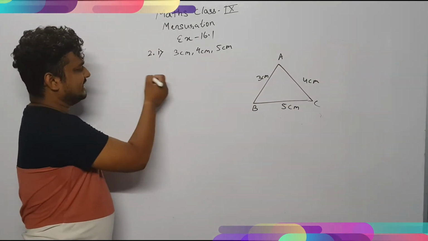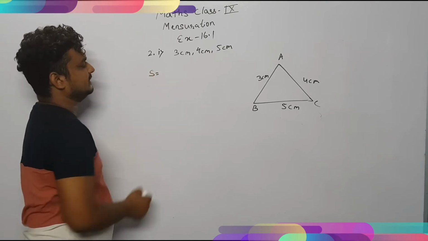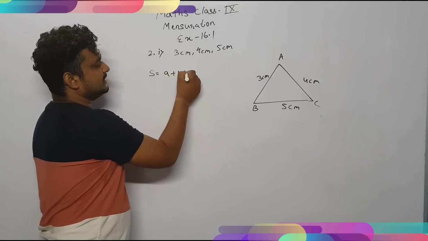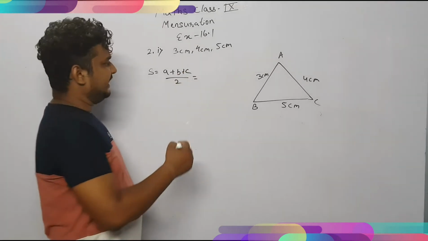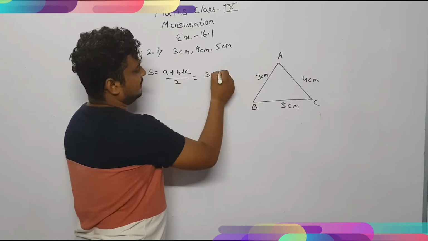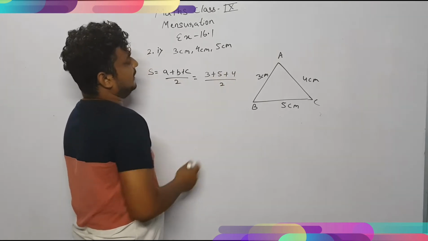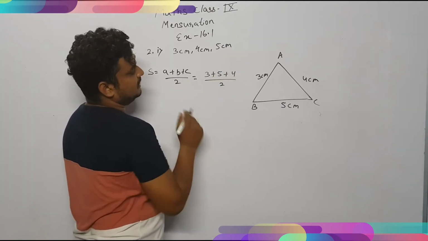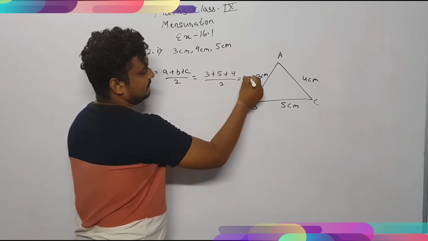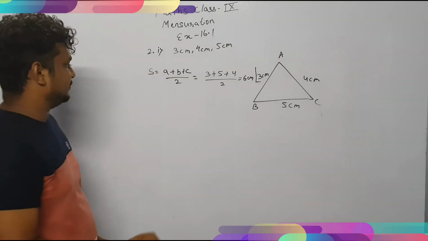So what is the semi-perimeter? The semi-perimeter is represented by S, that is a plus b plus c by 2. So let's consider 3 as a, plus 5 plus 4, divided by 2. So what will be the value? 3 plus 5, 8, 8 plus 4, that will be equal to 12. 12 divided by 2 is equal to 6 centimeter. Okay, so we have got the semi-perimeter equal to 6 centimeter.